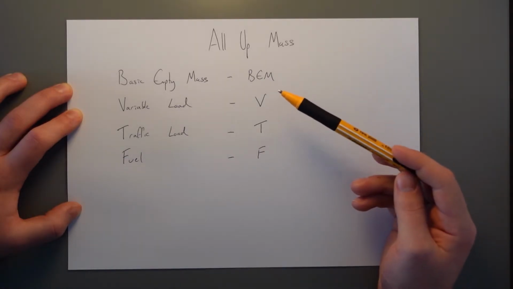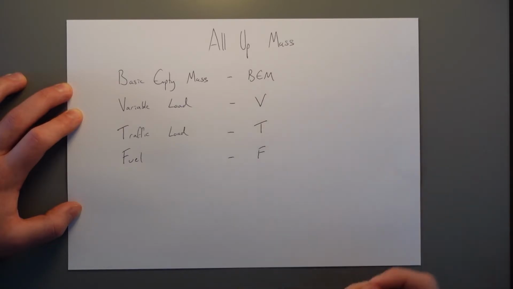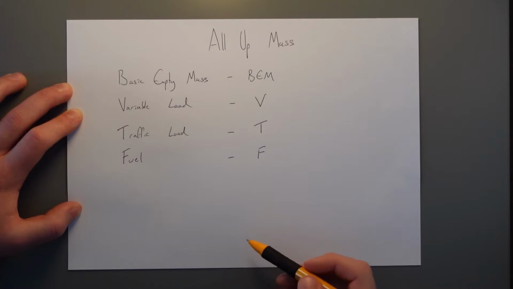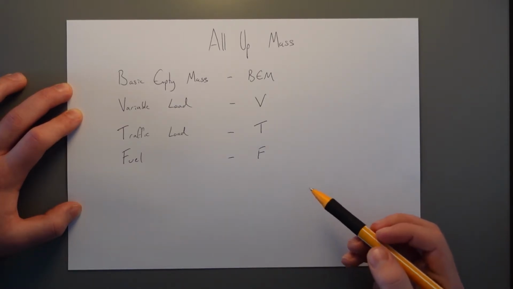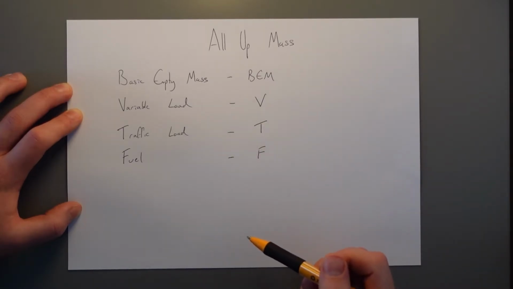The variable load is the crew part of the all-up mass. It's made up of crew bags, catering, and potable or drinking water. It is what the operators need to run the flight, basically.